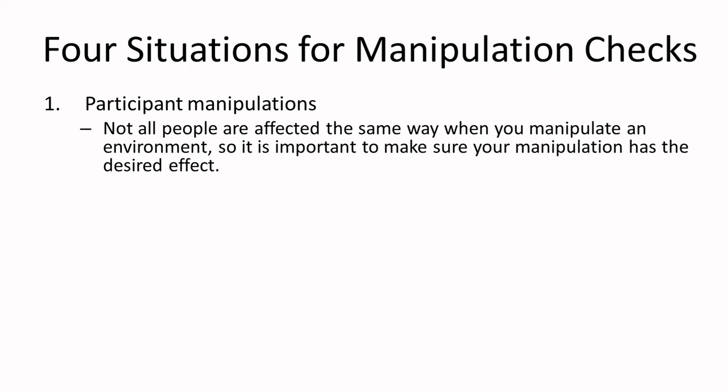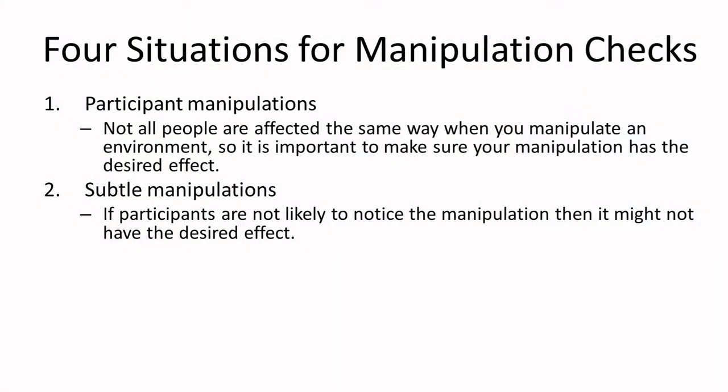And there are 4 different situations where you should do this kind of manipulation check, where you want to include this additional dependent variable just to make sure your independent variable had an effect. The first situation is if you did any kind of participant manipulation. You know, when it comes to participants, everybody's different. You have those individual differences that can be potentially confounding. So you just want to make sure that all these different unique, beautiful snowflakes are all being affected in the same way.